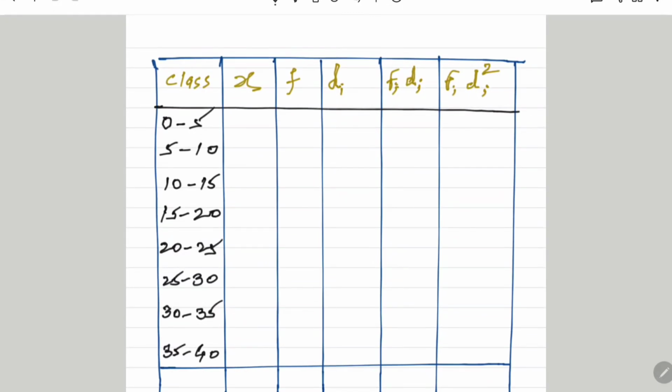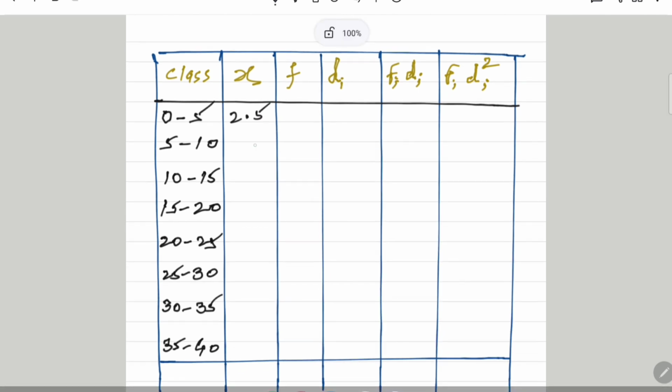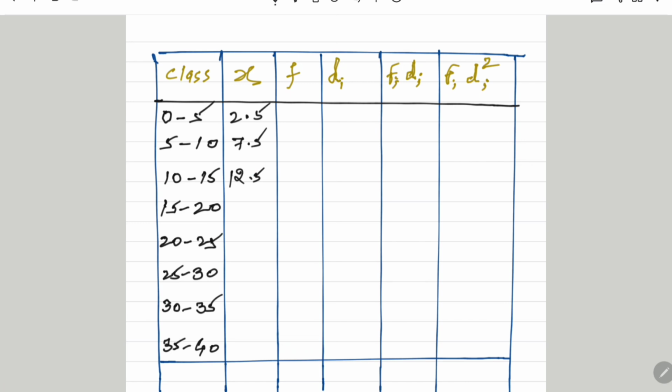Then the class mark or the midpoint: 0 to 5, the midpoint is 2.5. Difference of 5, therefore increase it by 5 every time. Plus 5 we get 7.5, plus 5 we get 12.5, plus 5 we get 17.5, plus 5 we get 22.5, again add 5 we get 27.5, plus 5 we get 32.5 and lastly 37.5.